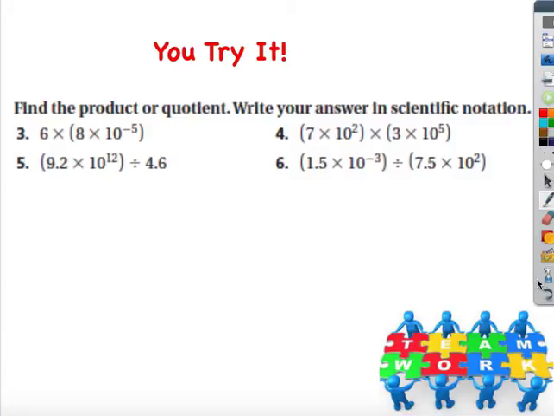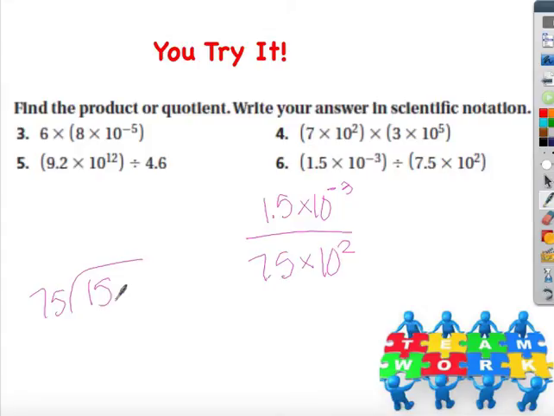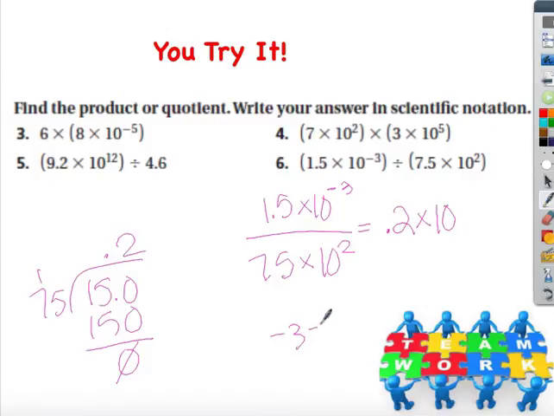In example number 6, same thing. We have 1.5 times 10 to the negative third divided by 7.5 times 10 squared. So off to the side, we have to do our division. 75 will not go into 15, so we got to add a decimal 2 times. Okay, so we have 0.2 times 10, we got negative 3 minus 2, negative 5th power. 0.2 times 10 to the negative 5th power.